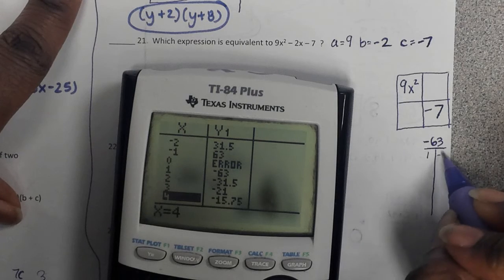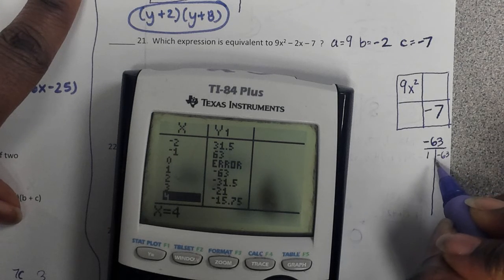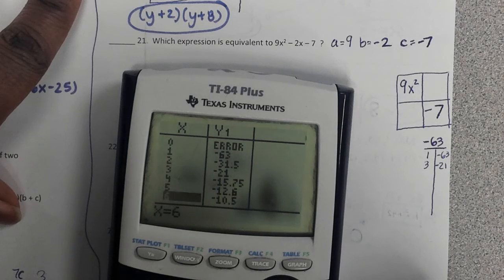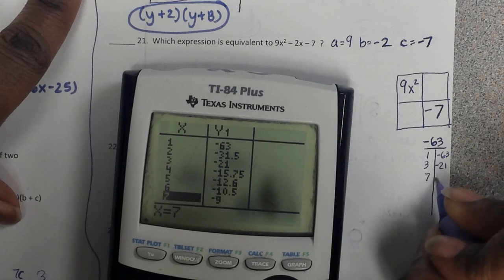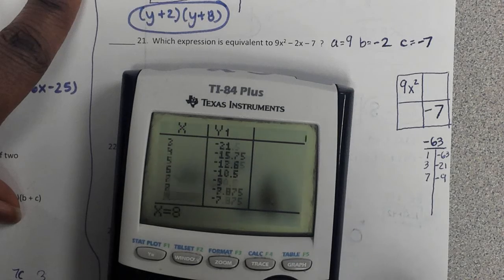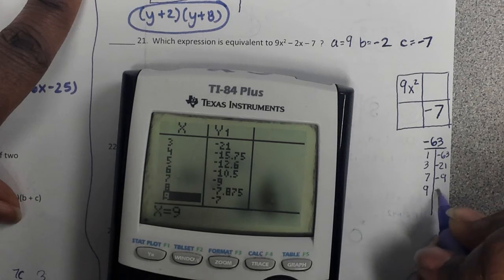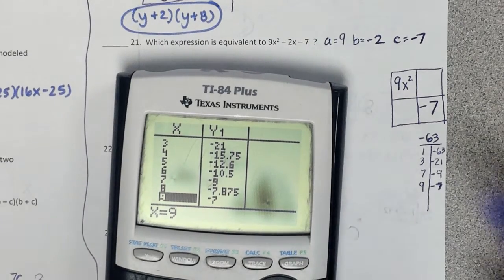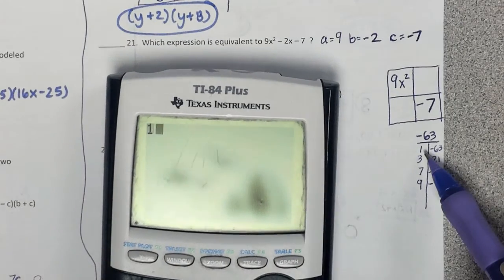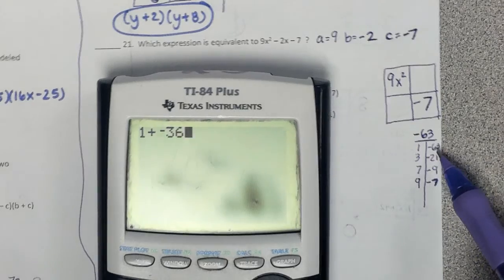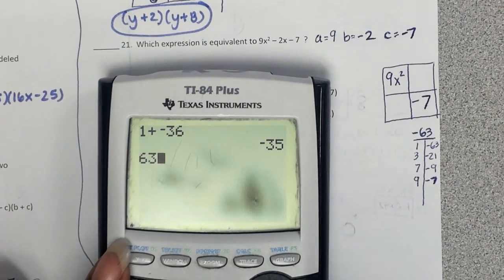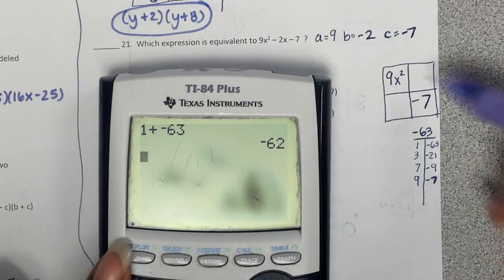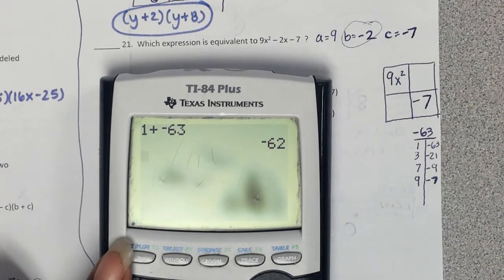So I got 1, negative 63, 3, negative 21, 7, negative 9. What I usually tell people is just write down the first couple of sets of factors and then go back and say, hey, does 1 plus negative 63 add up to the B? That's why the B is special.